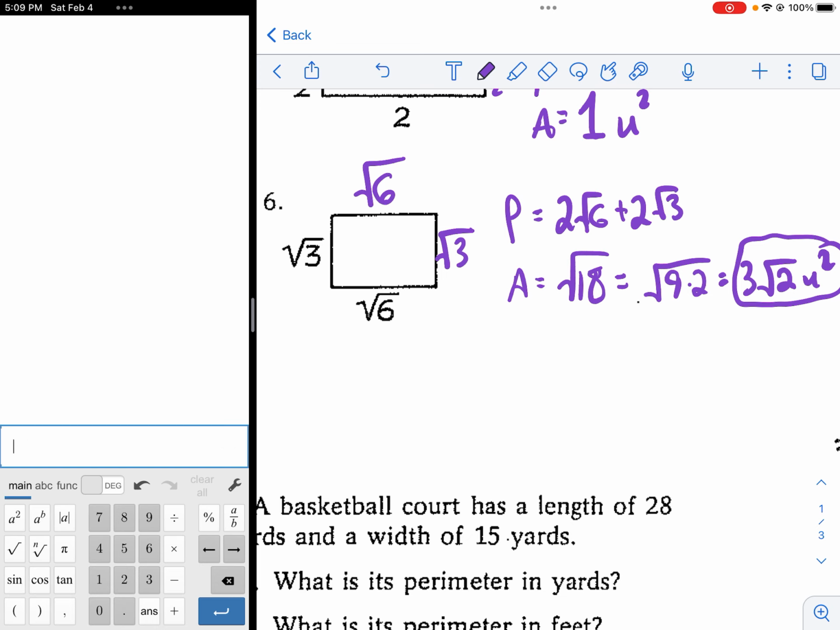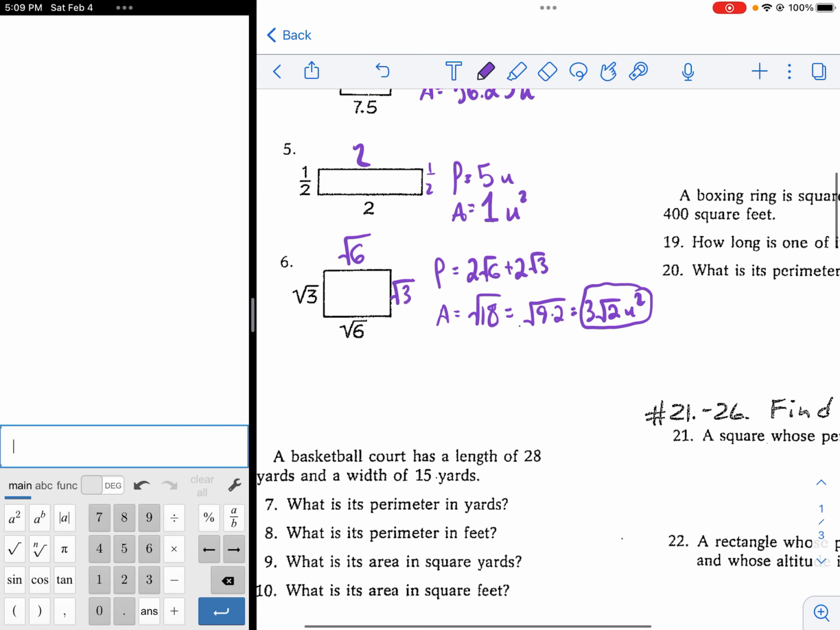which is going to be, we can check that out, 2 times square root 6 plus, oops, not 6, there you go, plus 2 times square root 3. That's 8.363. That's our answer as well. And that would be in units, correct? Right? Perimeter is in units.